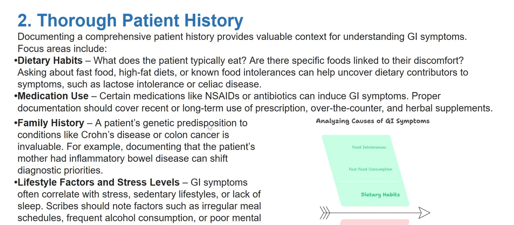Family history: a patient's genetic predisposition to conditions, for instance, like CD, which is short for Crohn's disease, or colon cancer, is invaluable, of course. Lifestyle factors and stress levels: GI symptoms often correlate with stress and sedentary lifestyles or lack of sleep. Surgical history: any prior gastrointestinal surgeries or illnesses influence symptom presentation. And here's a diagram on analyzing causes of GI symptoms.